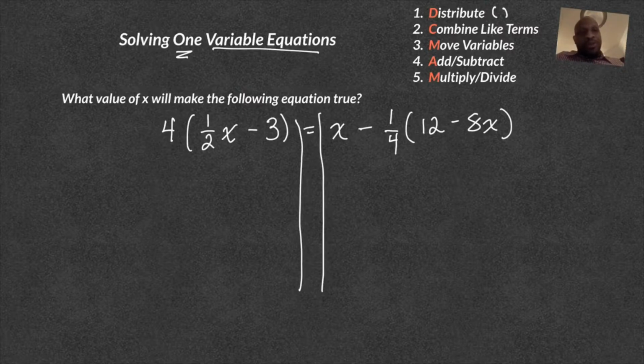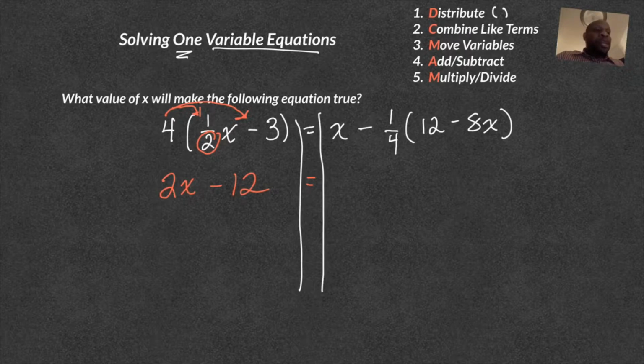All I have to do is take this 4 and multiply it times that 1/2. How do I do that, Mr. Smith? It's easy. You take the top numbers, the 4 and the 1, and multiply them: 4 times 1 is 4. Then you divide by the bottom number. So 4 divided by 2 equals 2, and you keep the x. Next number, 4 times negative 3 is negative 12. Keep the equal sign. Now let's keep going.